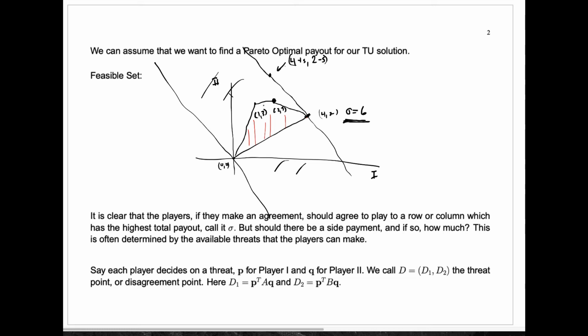Well, how would they do that? We'll talk about how in just a second. So let's just talk about the notation first.